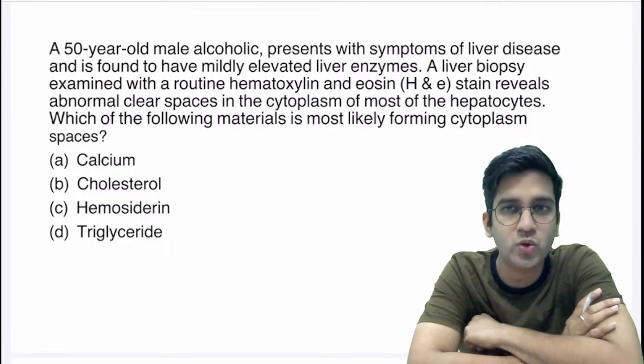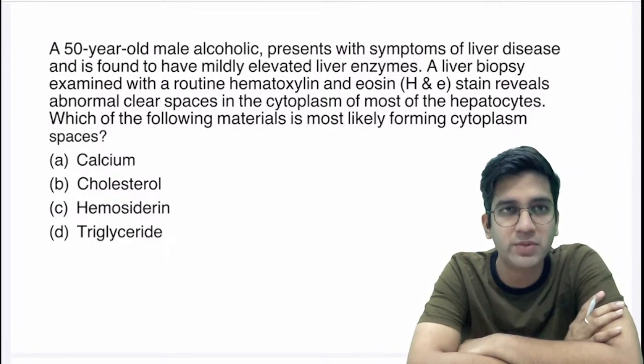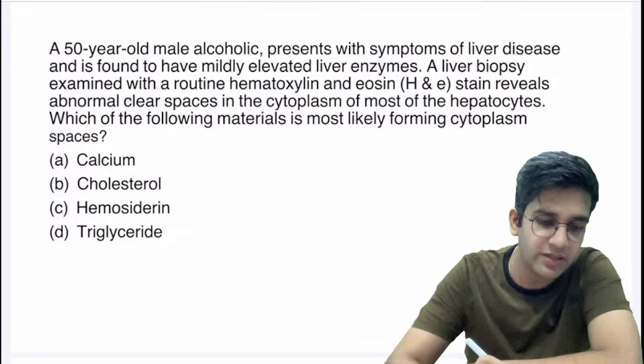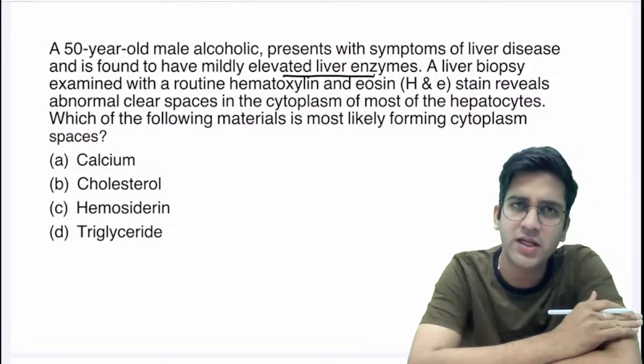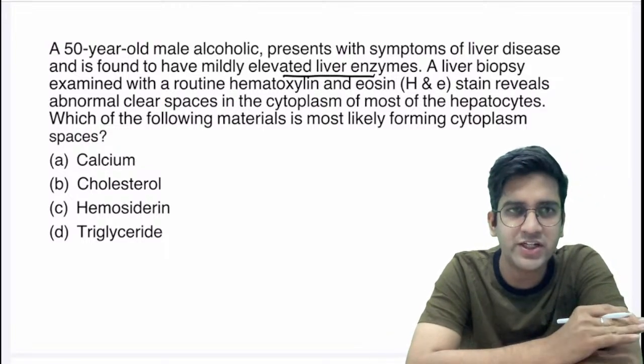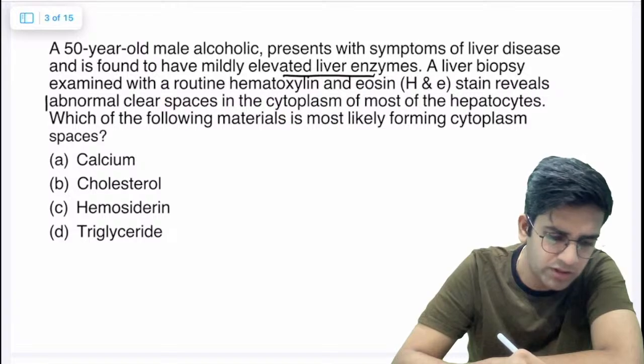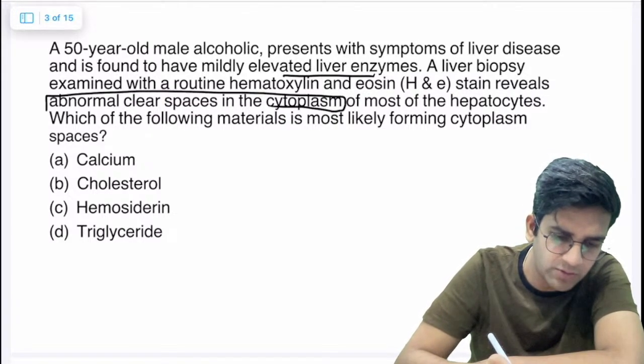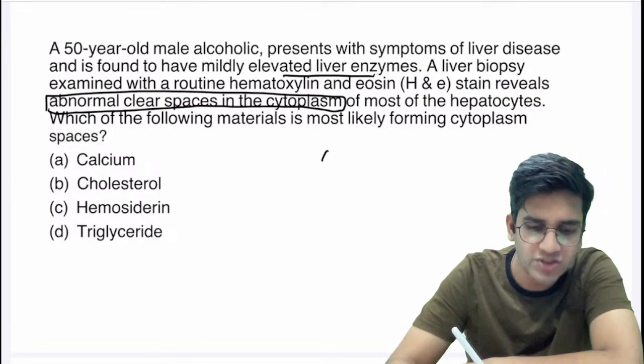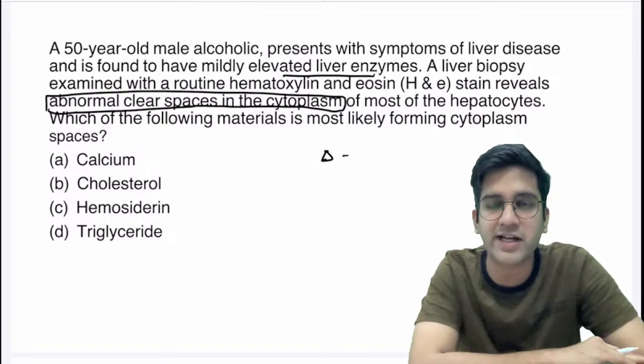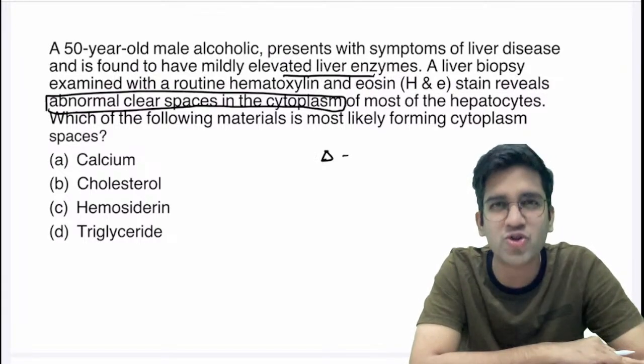A 50-year-old alcoholic presents with symptoms of liver disease and is found to have mildly elevated liver enzymes. A liver biopsy is done. Routine H&E staining reveals abnormal clear spaces in the cytoplasm of most of the hepatocytes. So what's the diagnosis? It's a very simple diagnosis. First tell me the diagnosis. Let's go to the options later.